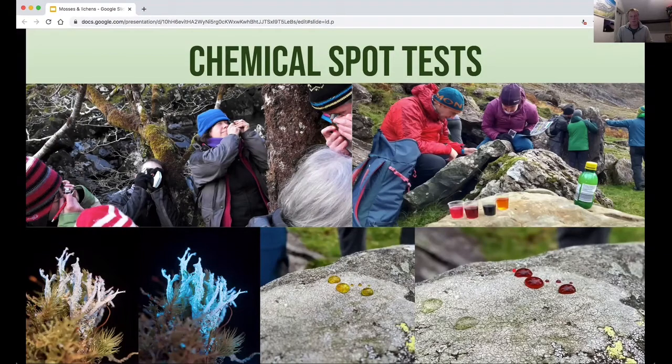Some lichens also fluoresce. So if you have a UV light torch, which you can buy quite cheaply, and you're on a night nav or you're out walking in the evening, you could see if there's any fluorescent lichen as you're going for a walk.